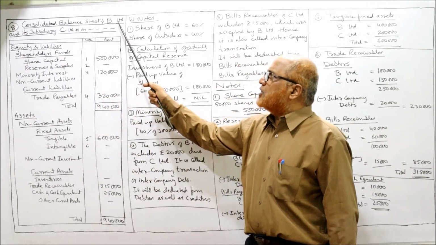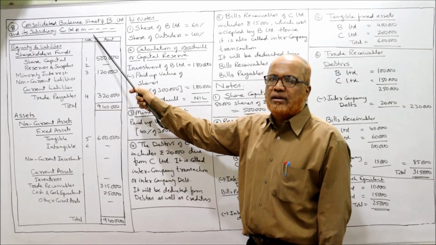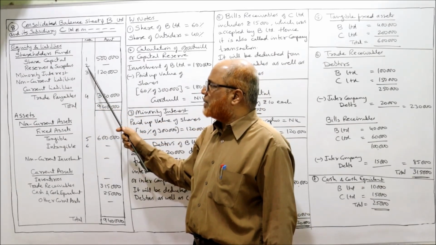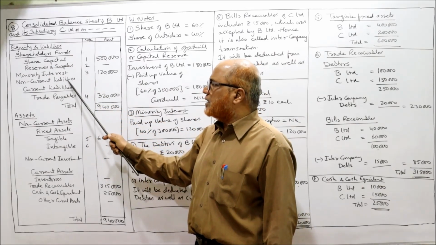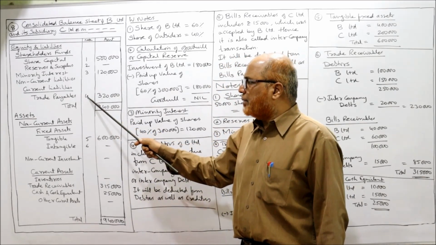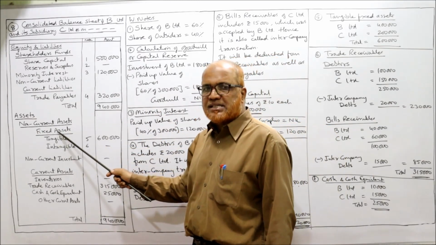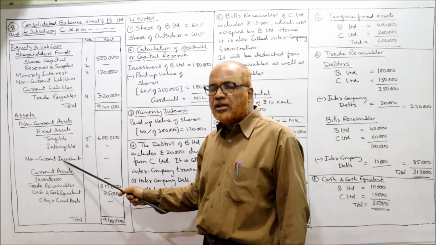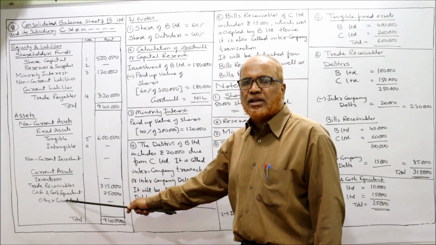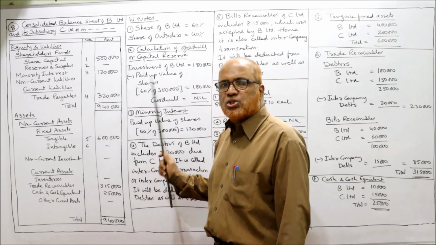The consolidated balance sheet of B Limited and its subsidiary C Limited as on date is not given, put a dash. Now equity and liability, shareholders' fund, share capital number 1, reserves and surplus number 2, minority interest 3. Non-current liabilities are not there, just leave it. Then current liability, trade payable number 4, total. Then asset side, non-current assets, fixed assets, tangible, intangible, non-current investments are not there. Then current assets, inventories, trade receivable, cash and cash equivalent, other current assets. Right? Now all these notes we will provide.